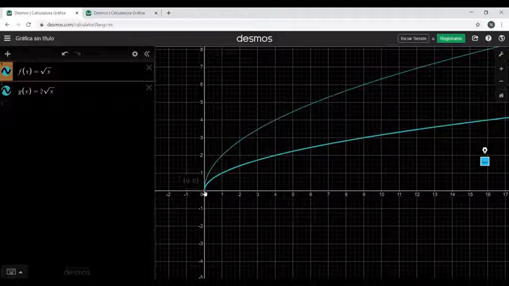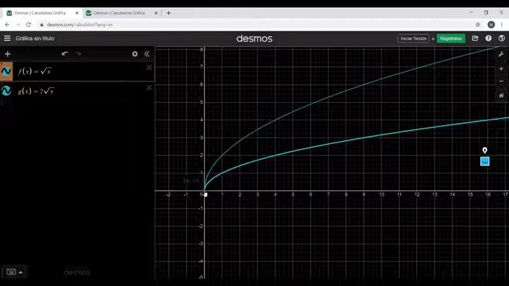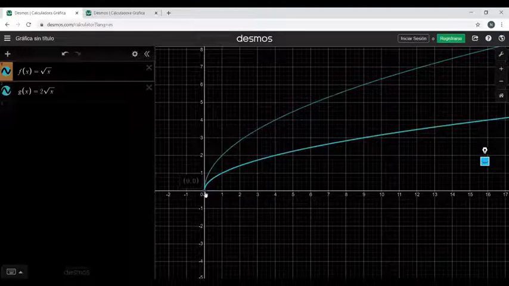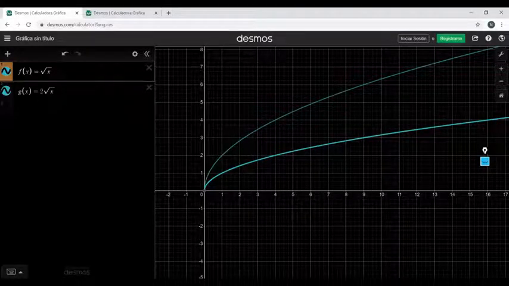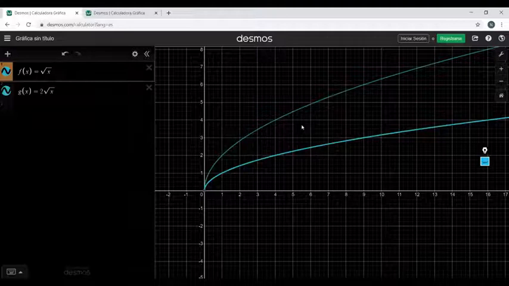And that's why the 0 remains as the only coincidence, right? Because this point being 0, its y coordinate is 0, and 0 times 2 will be 0, right? So it's going to be the same, you see? Okay, so that is what we know as a vertical stretch, in this case of a scale factor equal to 2. That's what it looks like.